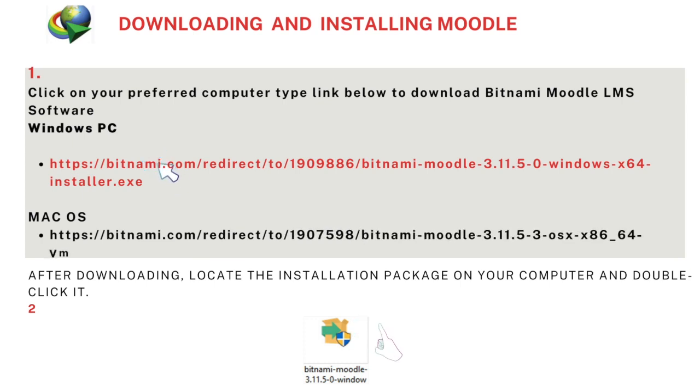Now, copy this link and paste it in your internet browser and hit enter. The downloading of the Moodle installation file will begin. Please give it a little time to finish downloading. After downloading, you are going to see a file that looks like this. Locate the installation package on your computer and double click it. Now, this usually is located in the downloads folder of your PC.